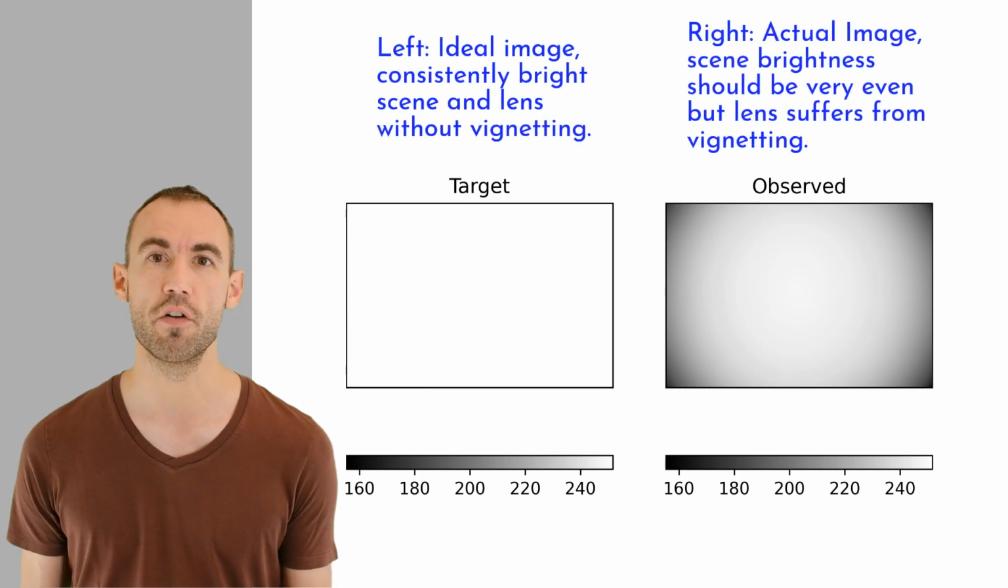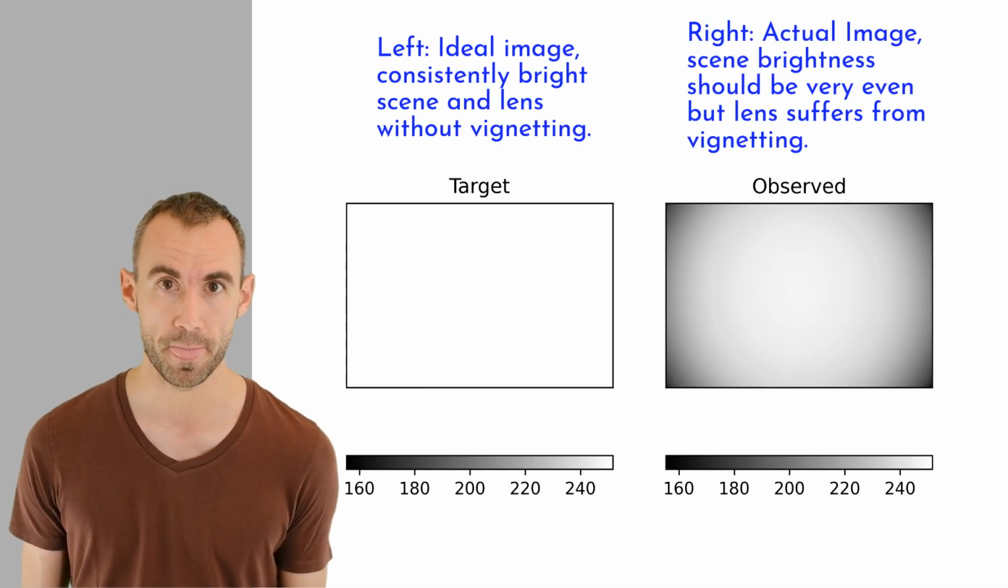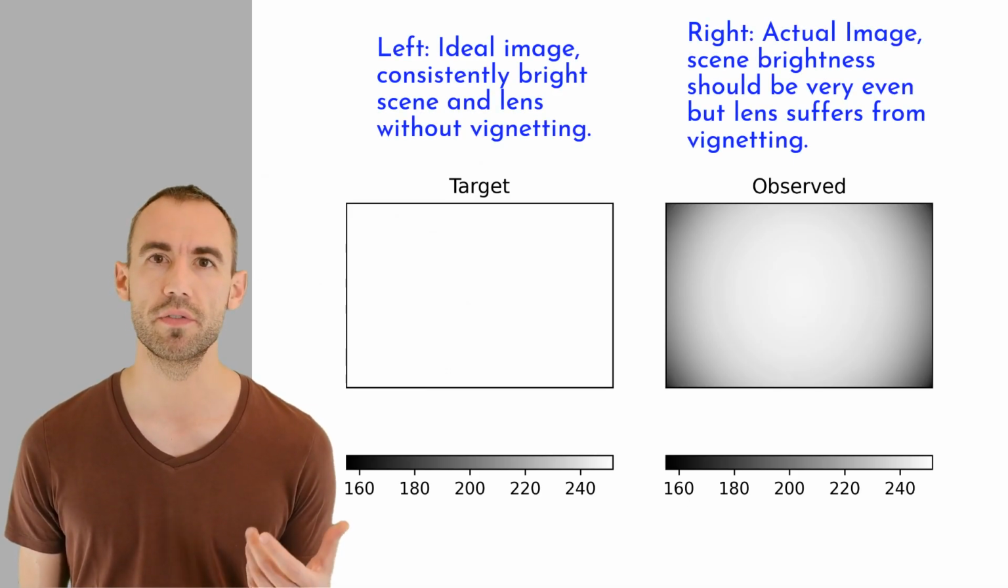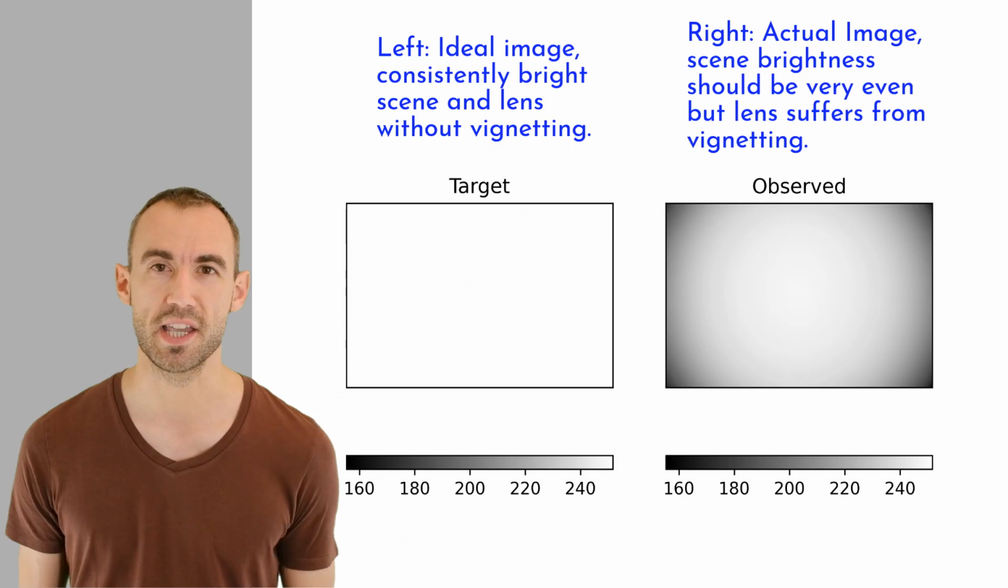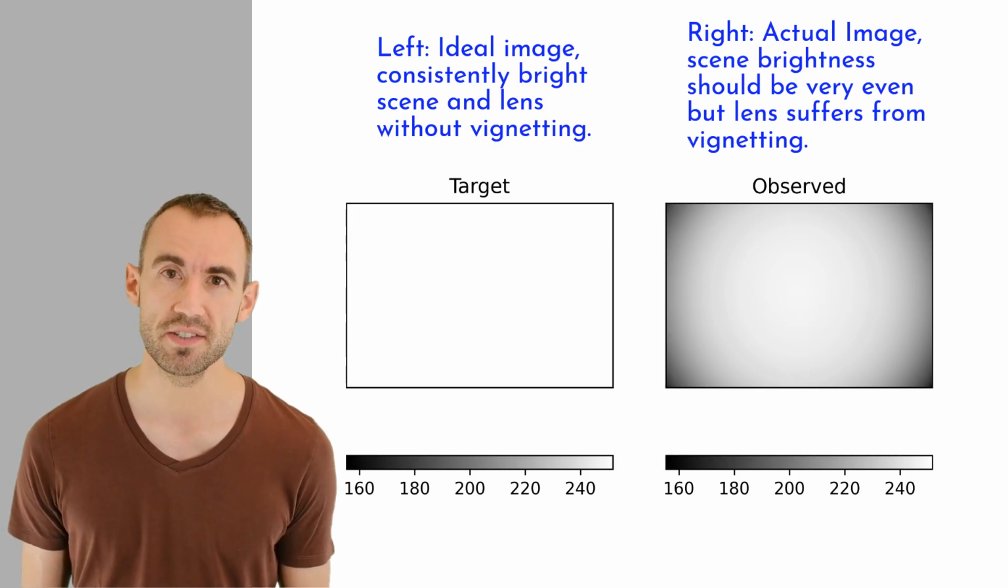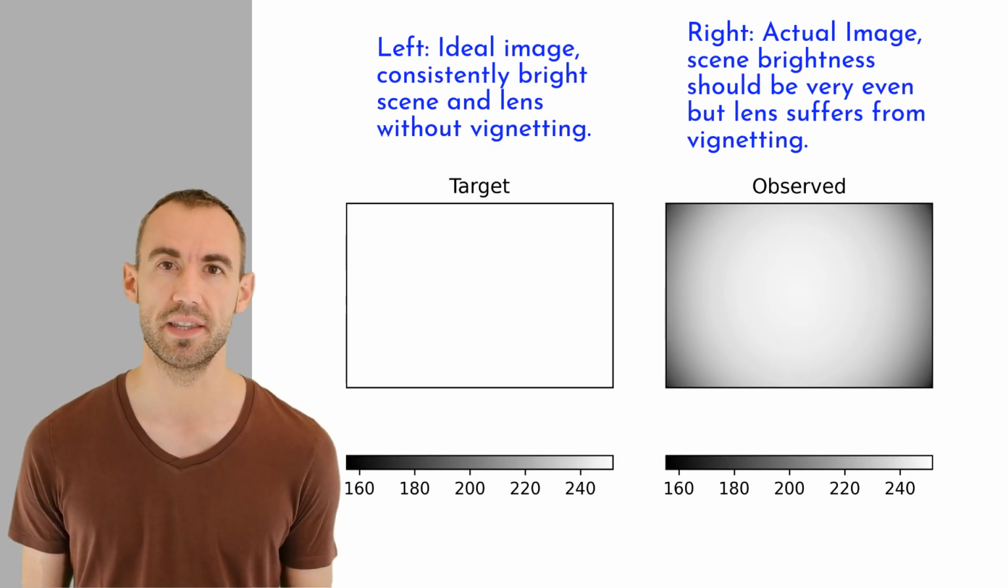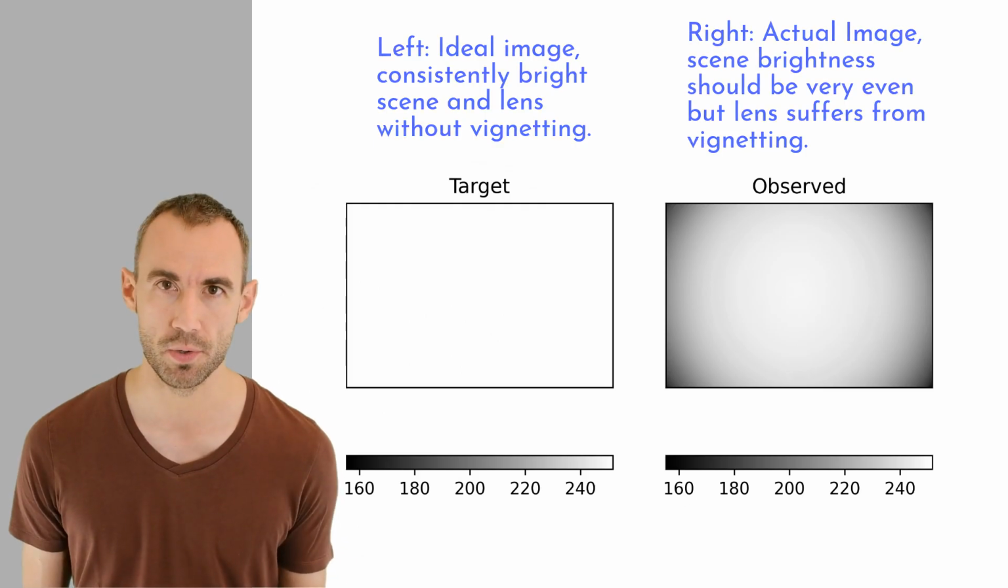The general idea of this correction is to take a photo of a scene that is of perfectly uniform brightness. So from every point in view of the camera, the same amount of light reaches the sensor. And then we check if the image has the same brightness everywhere. And if not, then we measure how much darker the image gets towards the edges and corners.